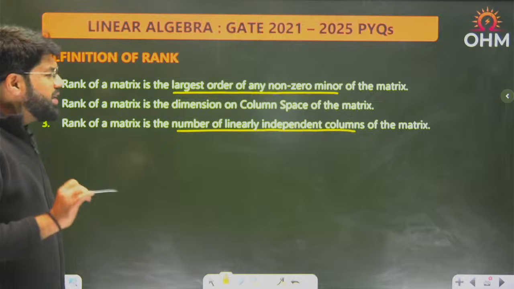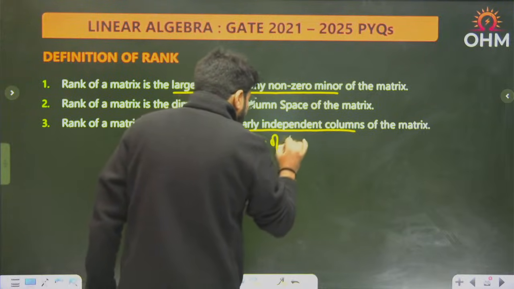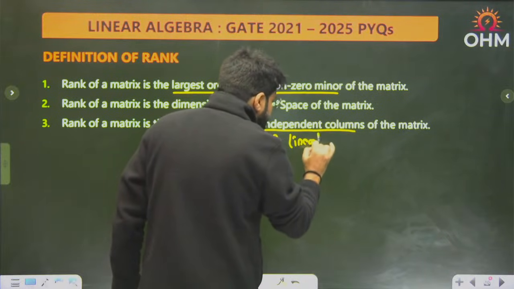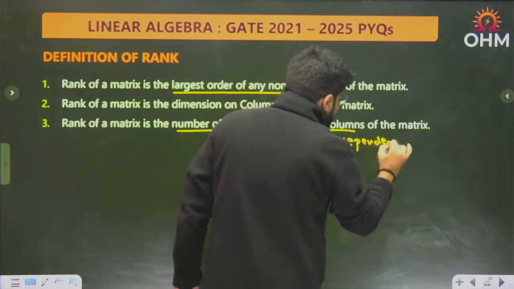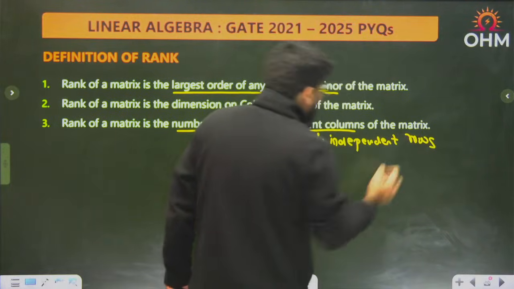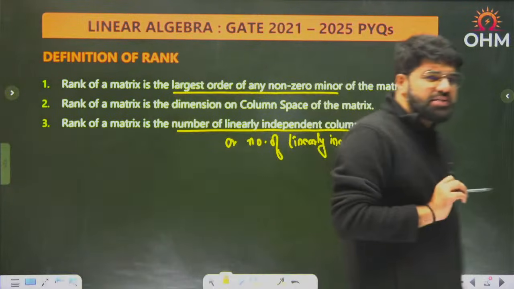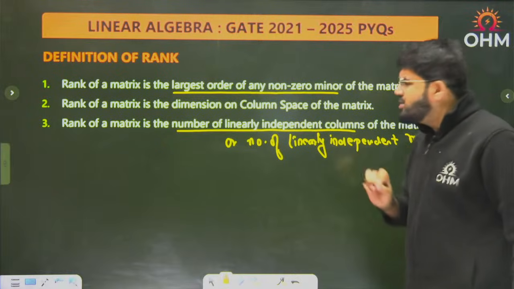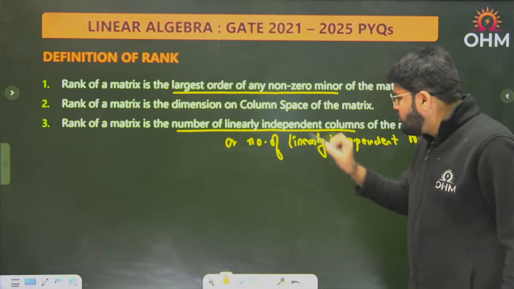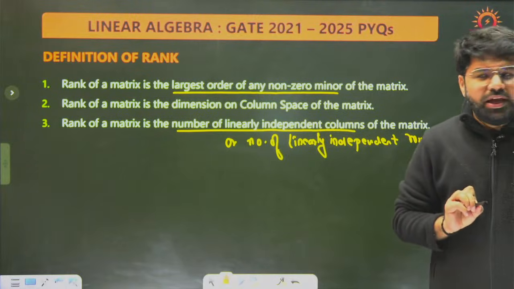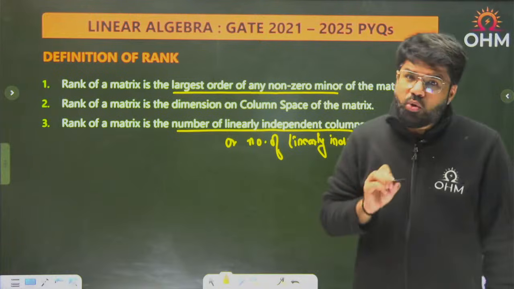The number of linearly independent columns of the matrix is also equal to the number of linearly independent rows of the matrix. Otherwise, rank is known as the largest order of non-zero minor of the matrix. At the same time, if you are not able to find dependency or independency, you can comment on the largest order of non-zero minor with the help of row echelon form as well.